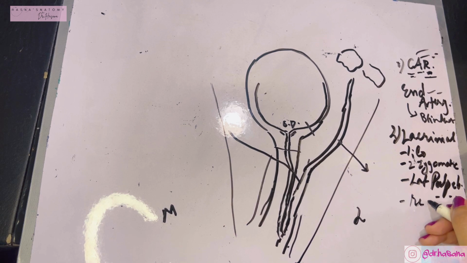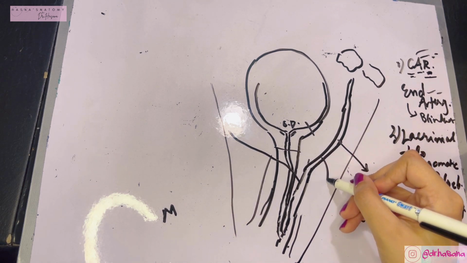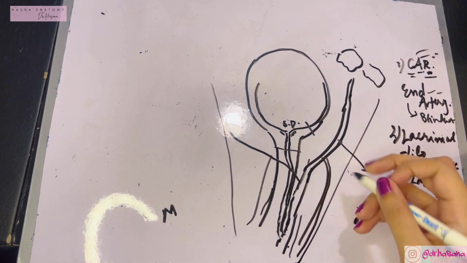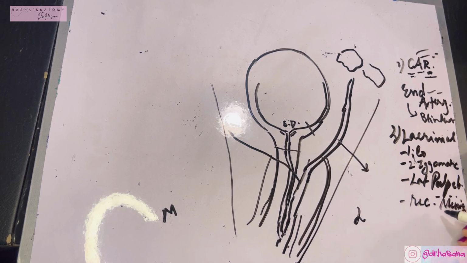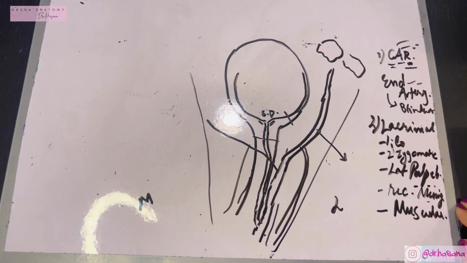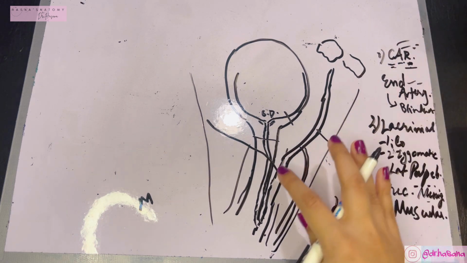And then it gives the recurrent meningeal branch. The recurrent meningeal branch goes back into the cranial cavity and anastomoses with vessels inside. Finally, it gives muscular branches to the muscles of the orbit, obviously the muscles that we talked about in my previous video. So these are the branches of the lacrimal artery, which runs in the lateral wall of the orbit.